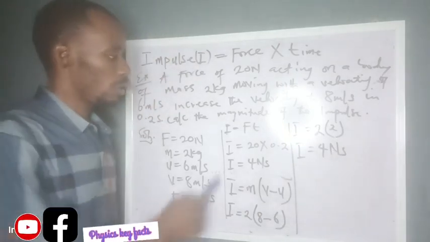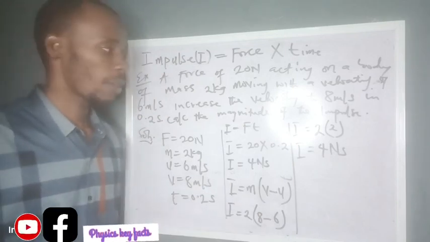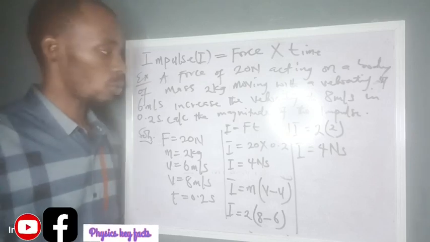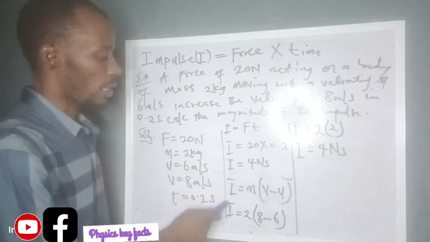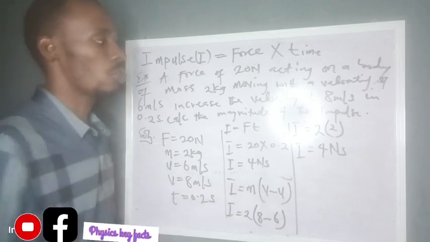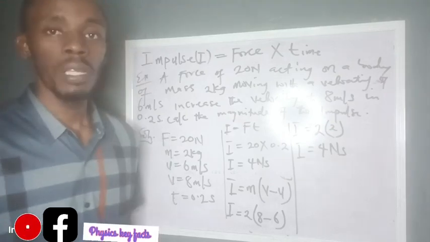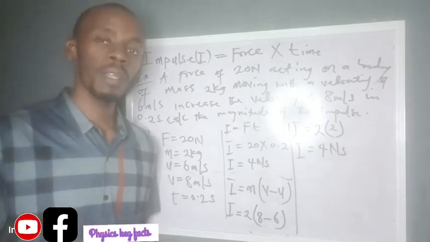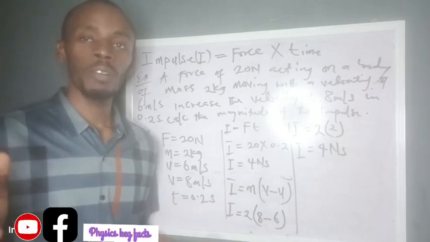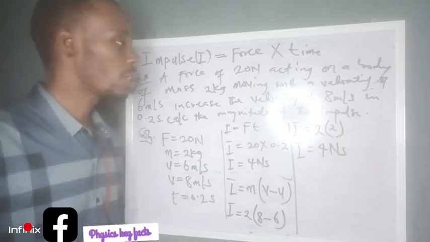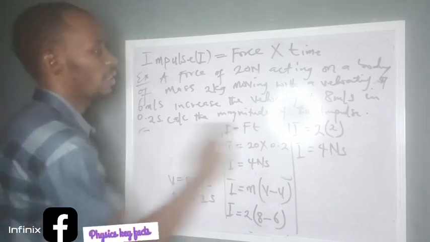So you see, using the two different formulas, we're arriving at the same answer for the impulse. The product of force and the time taken to bring about change in momentum, and impulse as change in momentum, are all giving the same answer. So this is just a simple basic problem. I'm going to drop one problem for the viewers and people that are following this class to solve, and keep your answer for me in the comment section.